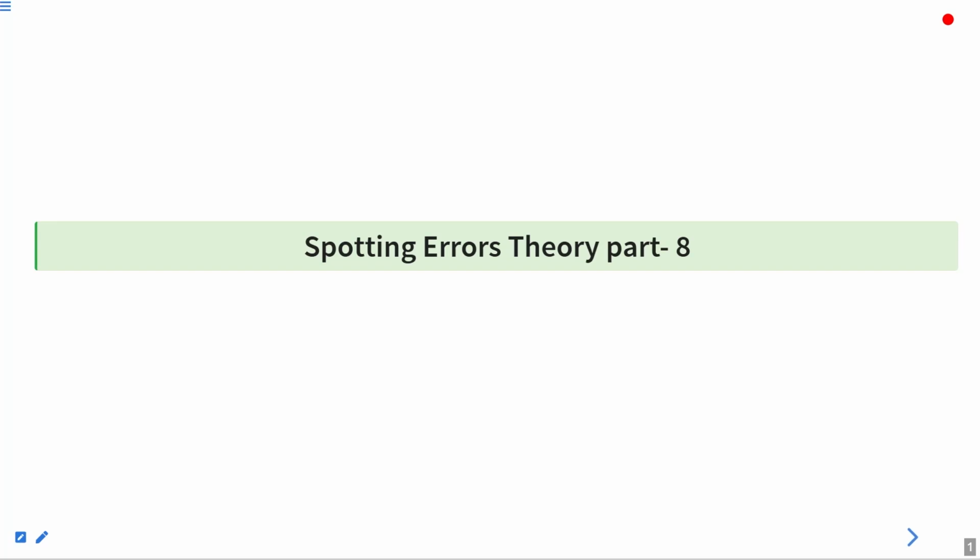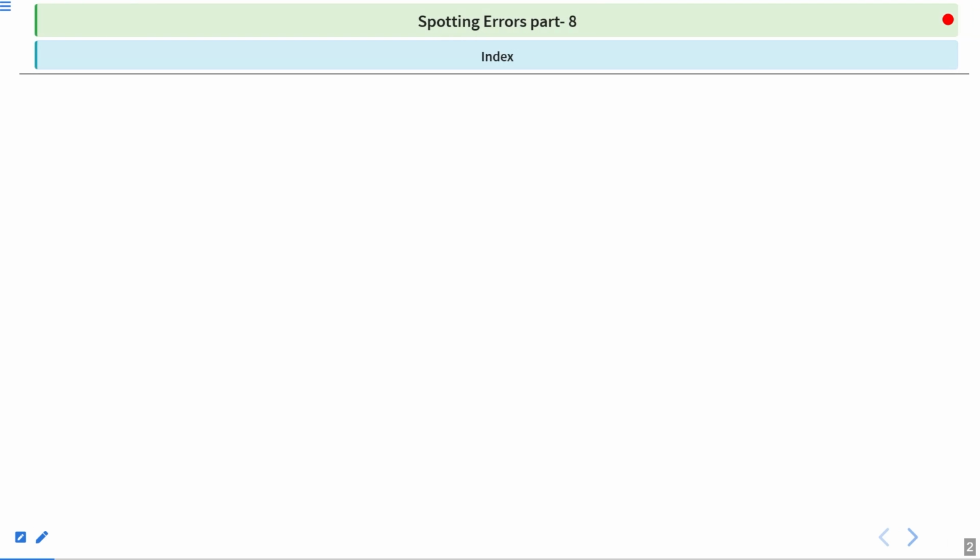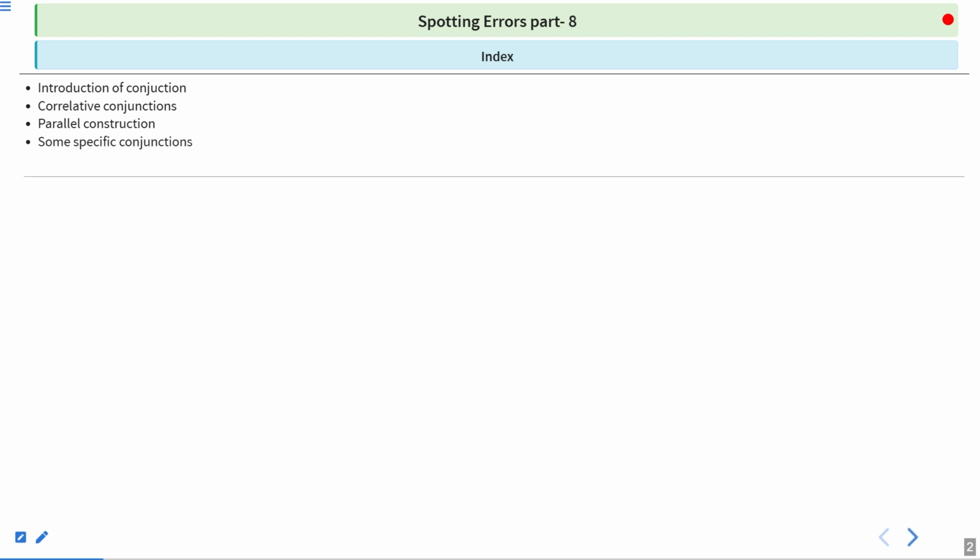Hello everyone, in today's session we are going to discuss spotting errors theory part 8. Let's begin. First of all, read the index: introduction of conjunction, correlative conjunctions, parallel construction. So with this part we will discuss introduction, correlative conjunctions and parallel construction, and some specific conjunctions as well.